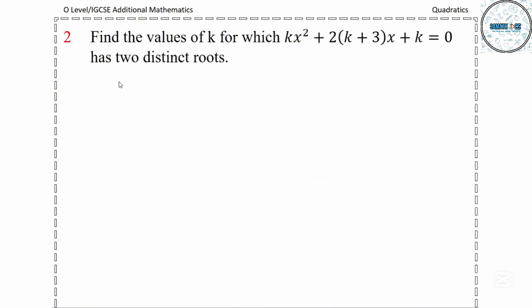Find the values of k for which kx squared plus 2 into k plus 3x plus k is equal to 0 has two distinct roots. We have to find out the values of k in the given quadratic equation, which has two distinct roots.